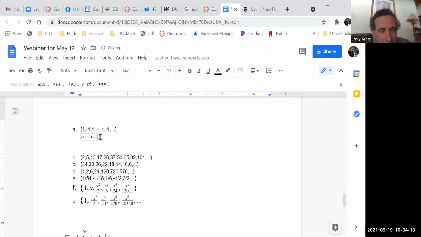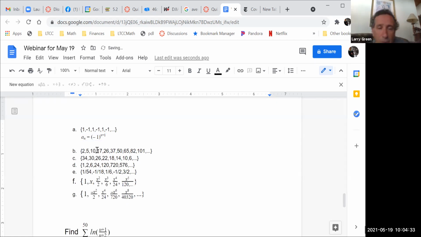And what I like to do is I write -1 to the n and realize that doesn't work because if n is 1, it gives you -1. So I go +1. And that's the answer. There's nothing more to it. But it is important that if we see plus, minus, plus, minus, you're going to see a -1 to the n or a -1 to the n plus 1, one or the other.